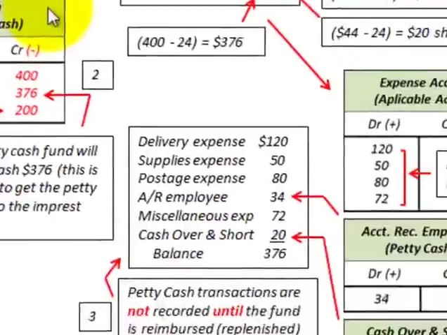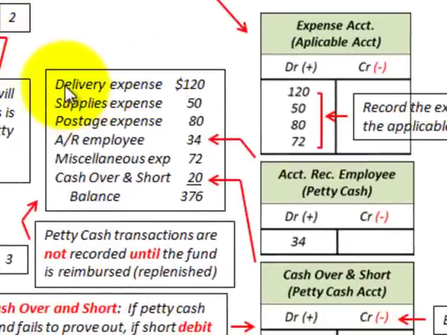So now what do we do? Now we have to look at those disbursements that we made, the ones that we have receipts for, and we actually have to record those. But before we do that, the petty cash transactions are not recorded until the fund is reimbursed or replenished, and that's what we did above. We reimbursed that petty cash fund for $376. So now we can go and record these receipts.